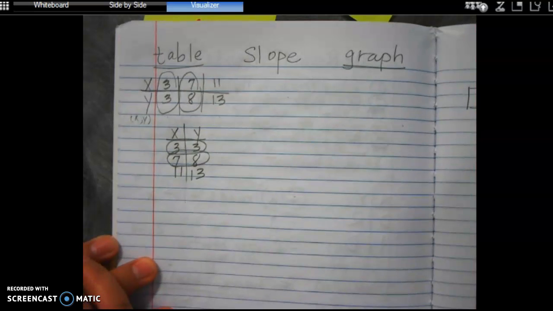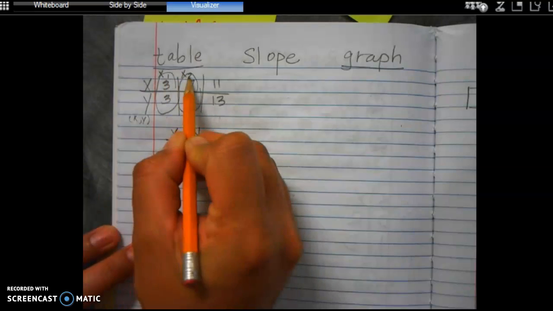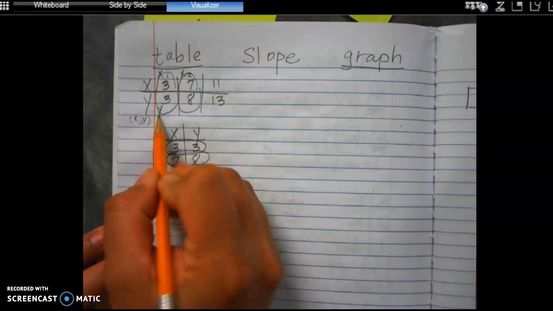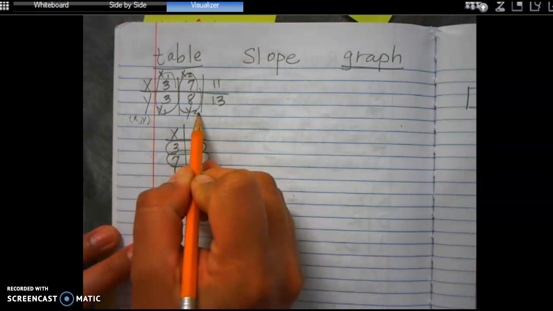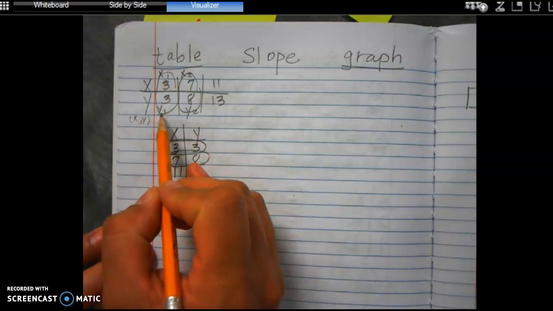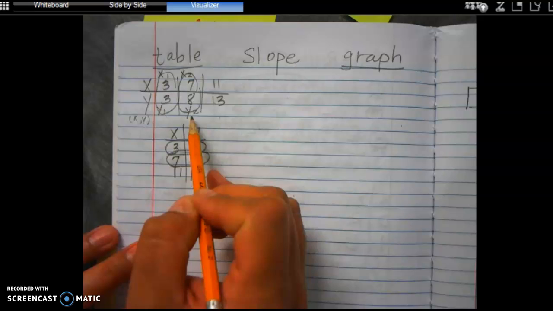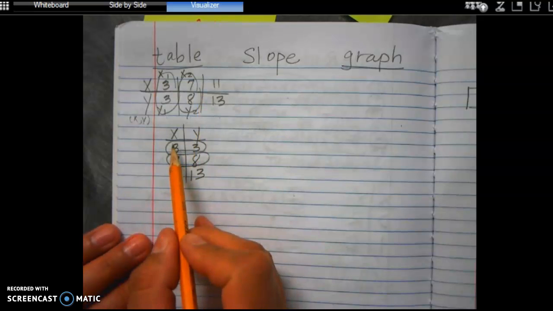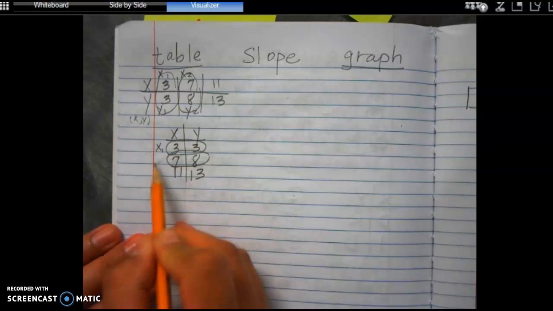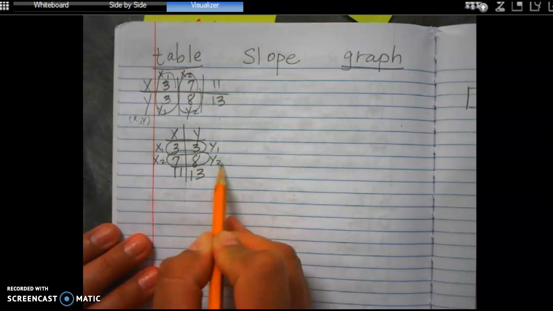Remember, before we can use the slope formula, we have to label the x's and we have to label the y's. So if I label here x1, x2, y1, y2, right? Because this one is x1, the one that is paired with it has to be y1. Same thing here. This one's x2, so this one has to be your y2. When we go here and we're labeling, we can say x1, x2, y1, y2.